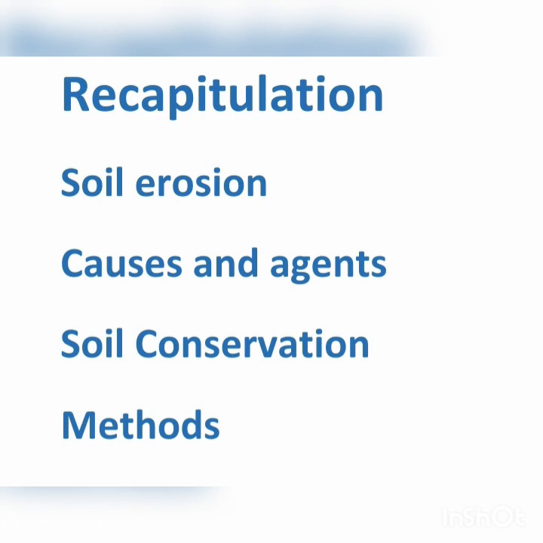With this, I finish my today's topic. Let's have a recapitulation. Today we learned about soil erosion: what is soil erosion, its meaning, causes and agents, and the various ways of soil conservation. With this, I finish my today's topic and also the chapter soil resources.